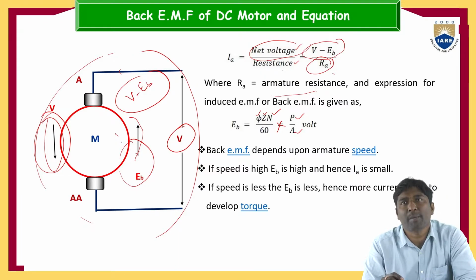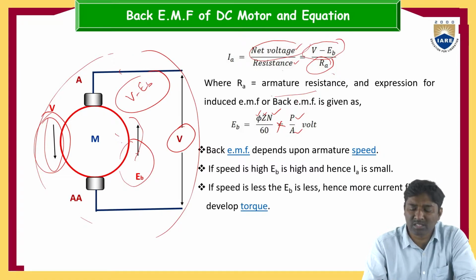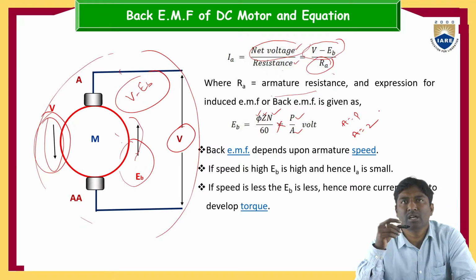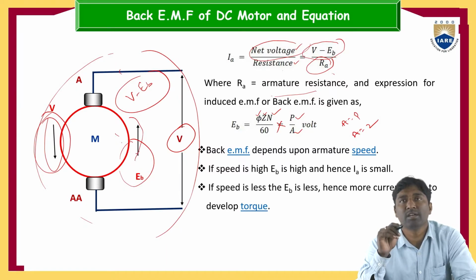So this number of parallel paths depends on the winding only. The armature winding is divided into two types again. What are they? Lap winding and wave winding. In case of the lap winding, the number of parallel paths A is equal to P. In case of the wave winding, A is equal to 2. So that will be the same, whatever the DC generator we are discussing.